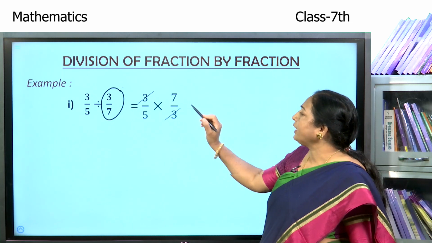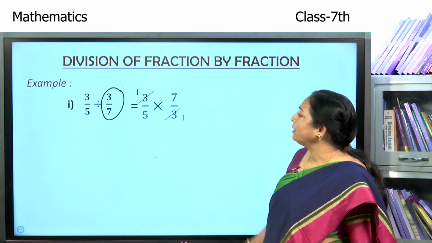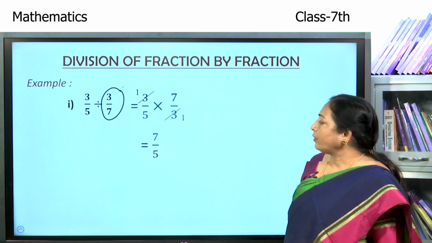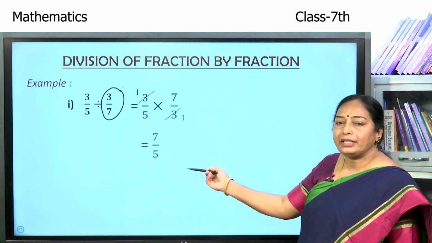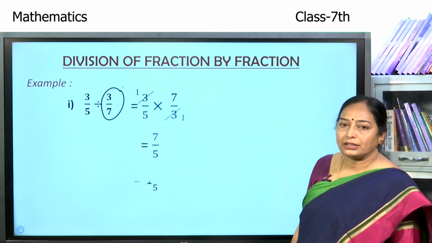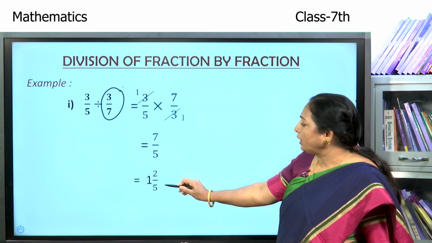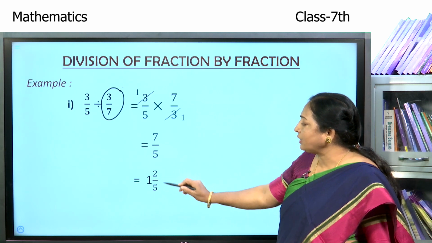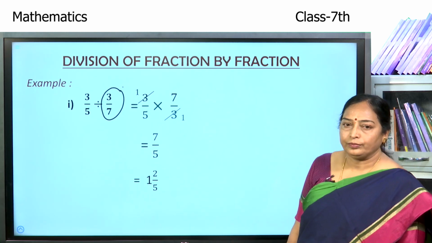Here 3 and 3 get cancelled. Multiplying numerator and numerator, 1 sevens are 7, 5 ones are 5. It is in the form of improper fraction. Convert it into mixed fraction. 5 ones are 5, we get the remainder as 2. In the denominator, write the 5 as it is, therefore it is 1 2 by 5.